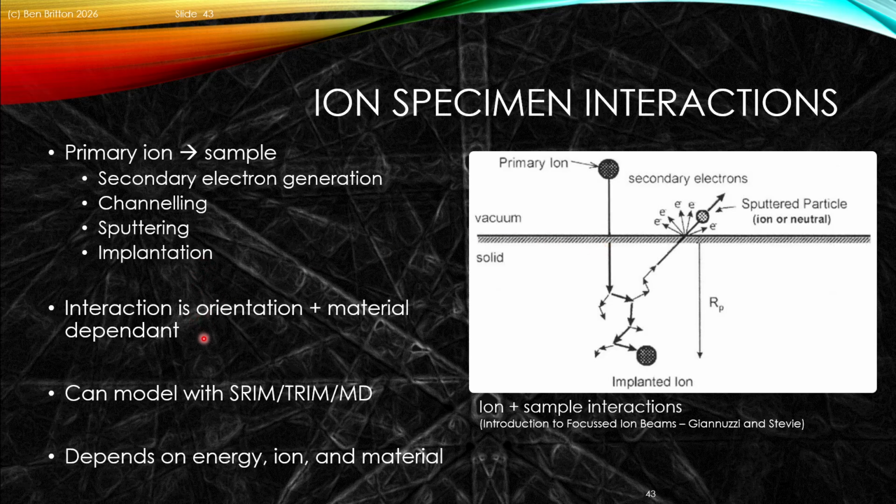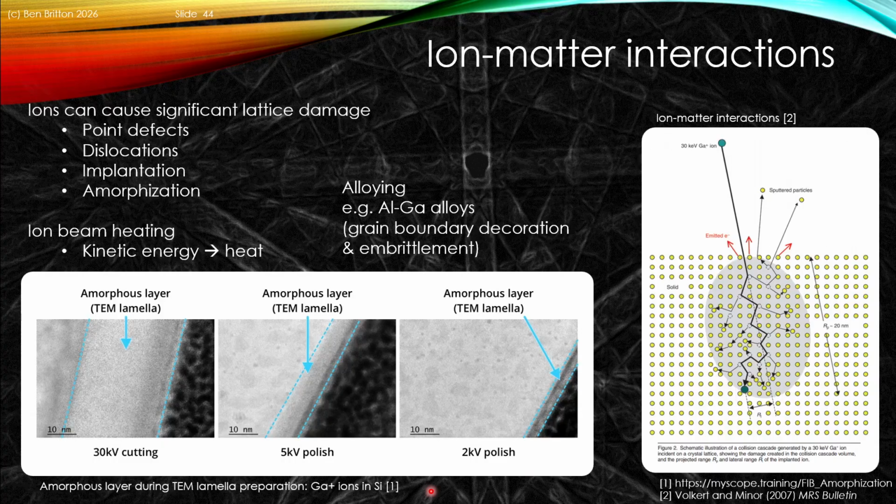So the interaction is going to be orientation and material dependent, and there are ways, if you so wish, that you can model these interactions. We can use things like the stopping and range of ions in matter, SRIM codes, or molecular dynamics to really understand those processes as they progress. And this process will depend on the ion energy, the material, and also the surface structure in these cases.